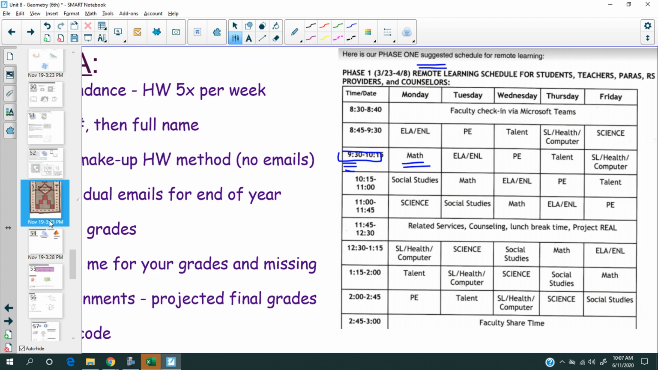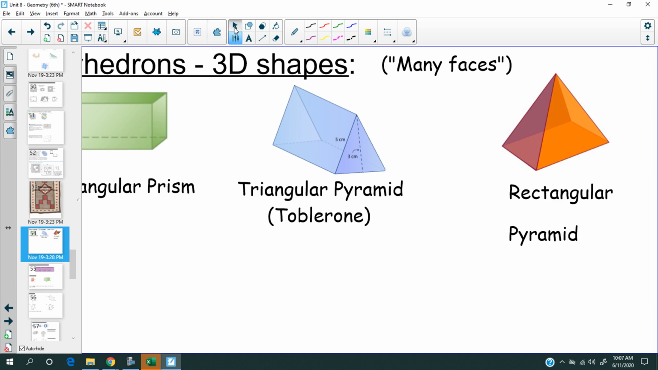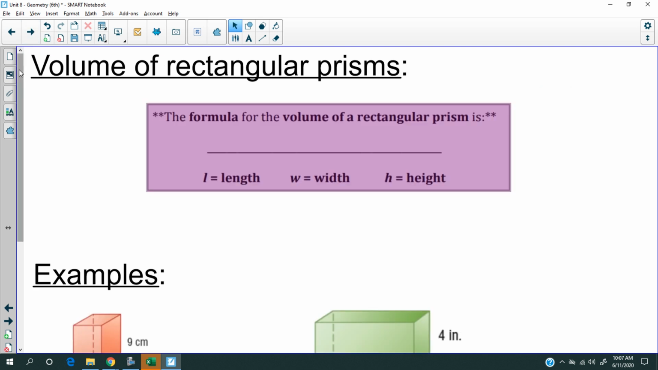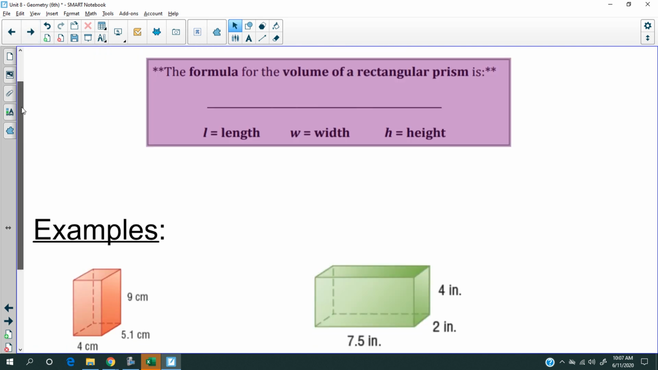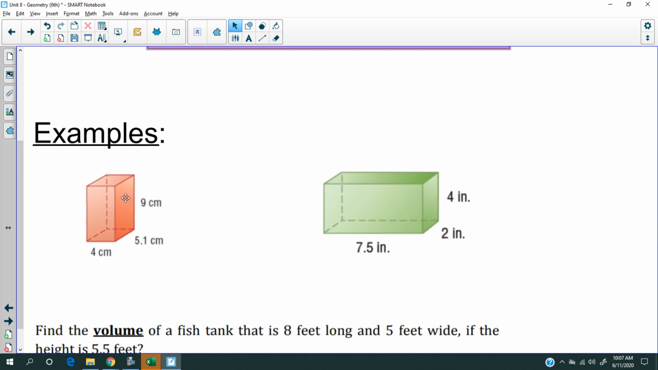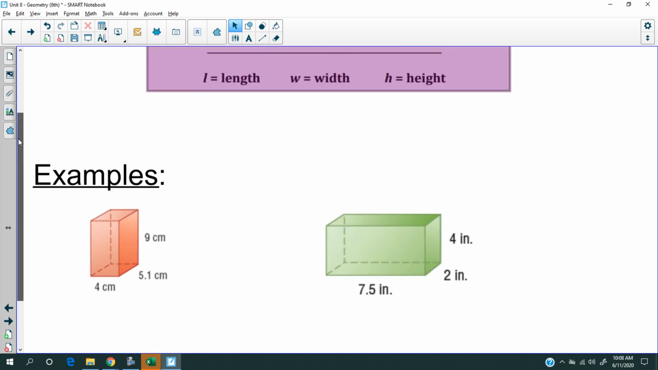Now yesterday we started our discussion on polyhedrons. We talked about the definitions and whatnot. So today we're going to talk about volume. Now, volume in the 6th grade only concerns ourselves with rectangular prisms. So like boxes, in other words.